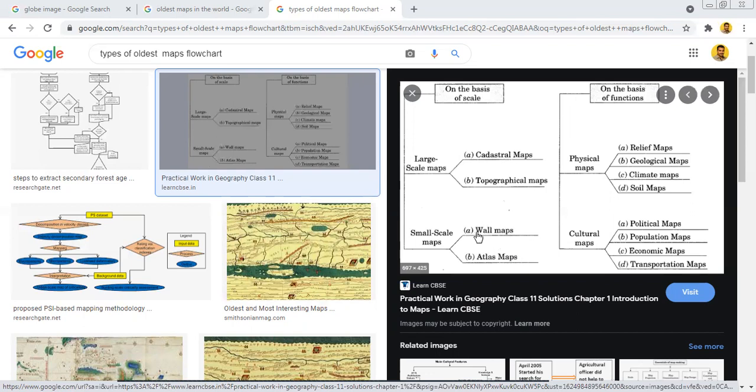Wall maps means we can hang these maps on the wall to observe them. Next, atlas. Already you know, the book is called an atlas, which explains about maps. The collection of maps is called an atlas. You can see all types of maps, even continental maps, India map, different features of India map, world maps. Okay. Next, on the basis of functions: physical maps, relief maps.